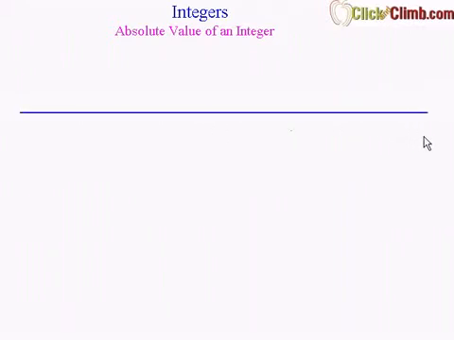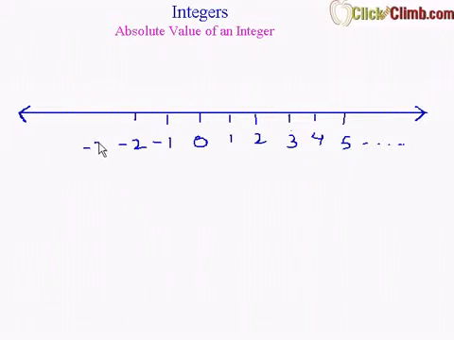So first I'm going to draw the number line. As you know, this is the number line on which we are going to plot the integers, so that is going to be the 0 at the center. On the right side I'm going to have the positive numbers or the positive integers like 1, 2, 3, 4, 5 and so on, and on the left side of the 0 I'm going to have the negative integers, -1, -2, -3, -4 and so on.